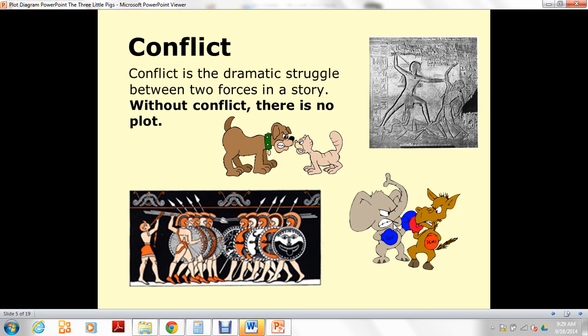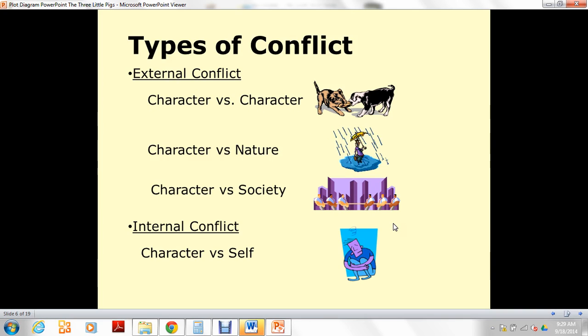Conflict is the dramatic struggle between two forces in a story. Without conflict, there is no plot. What's another name for conflict? The problem of the story. You don't need to know that either.